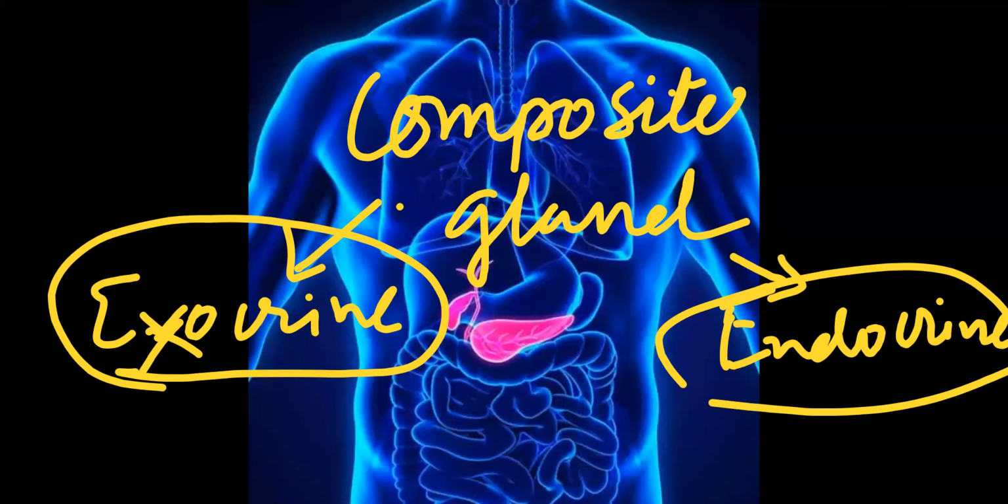Endocrine portion. That is the insulin and glucagon hormones directly secreted into blood by this portion. And its exocrine portion releases pancreatic juice, which is poured into the duct. That makes it exocrine. Remember this one.